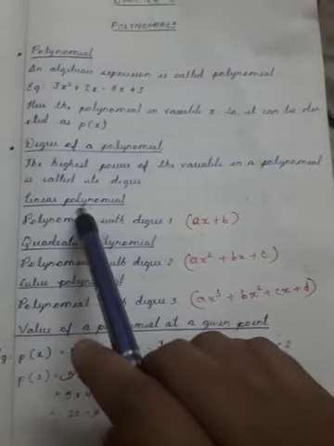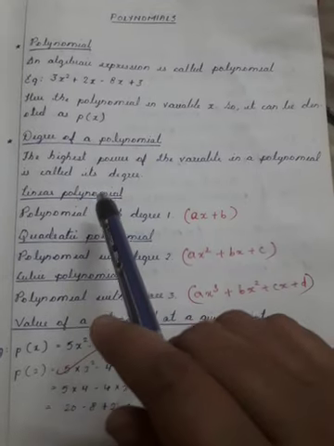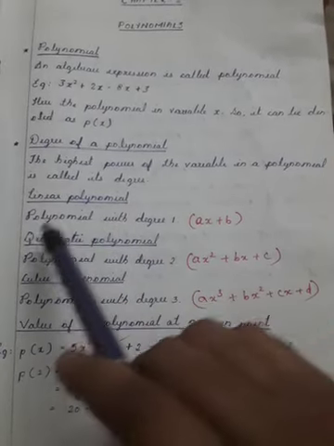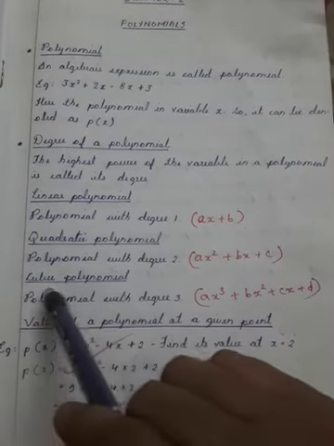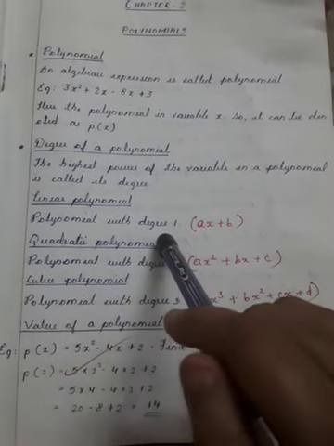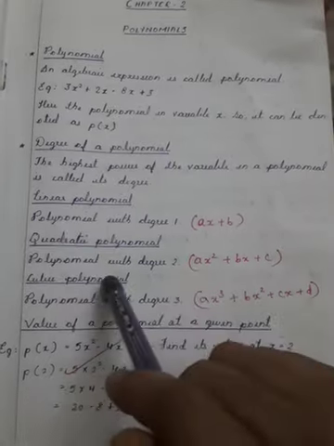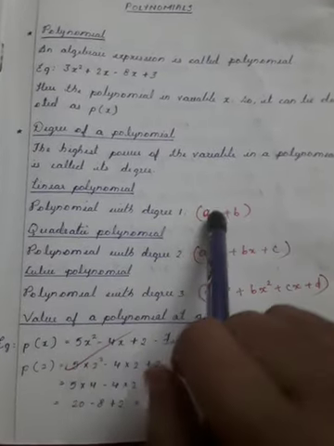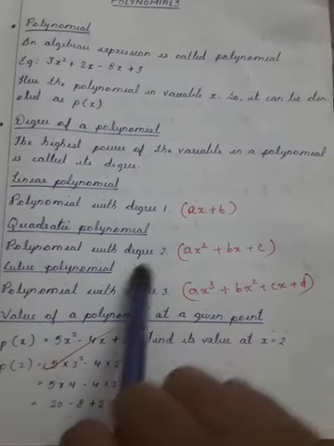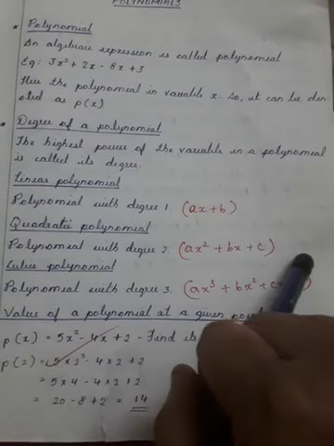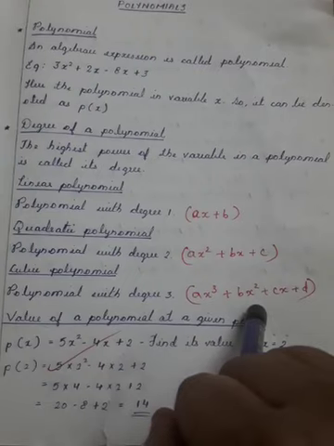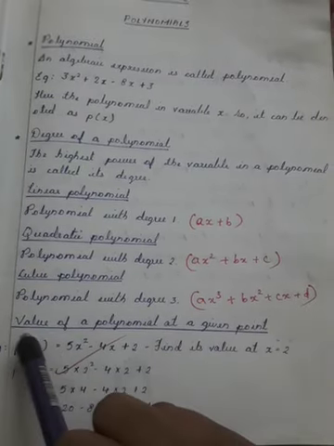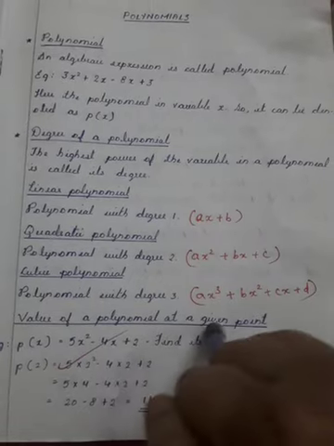Then according to degree, we can classify these polynomials into 3: linear polynomial, quadratic polynomial and cubic polynomial. With the degree 1, linear. With the degree 2, quadratic. With the degree 3, cubic. Then their general forms are ax plus b, ax square plus bx plus c, ax cube plus bx square plus cx plus d.